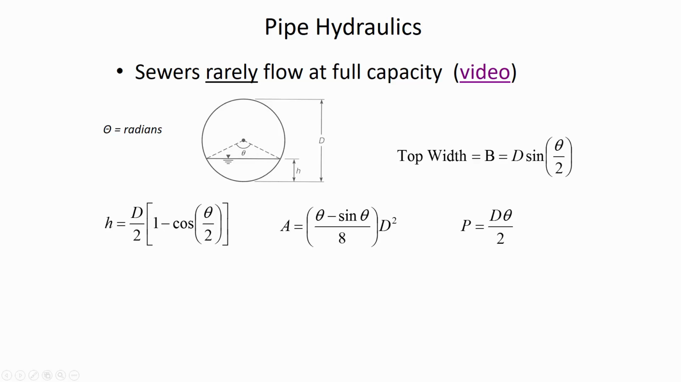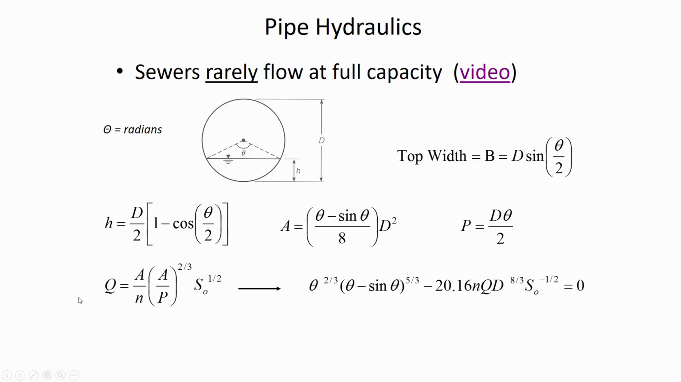Now, theta here is the angle that the water surface makes relative to the center of the pipe. And so if the pipe is half full, what is theta in radians? If the pipe is half full, pi radians, right. So if we know the angle, then we can calculate the depth of flow, the cross-sectional area, the wetted perimeter, and so on. If we combine all of this with Manning's equation, then Manning's equation transforms into this.